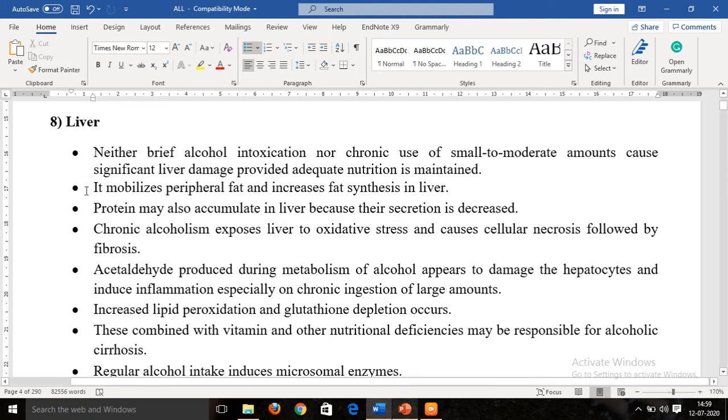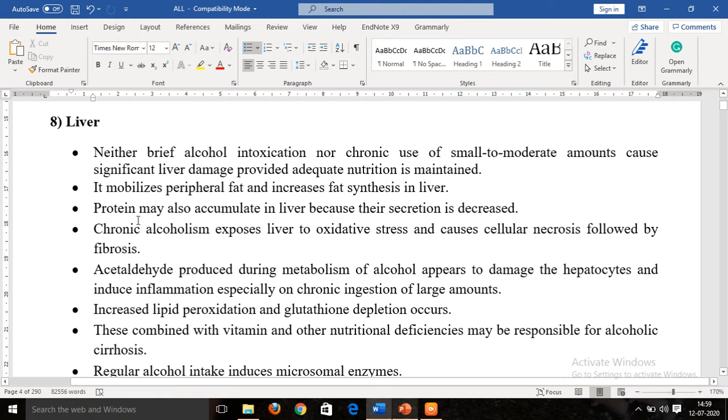Now let's see what the effects of alcohol on the liver are, what changes it is producing on the liver. Firstly, it is mobilizing the peripheral fat, and also it is increasing the fat synthesis within the liver. Because the fat synthesis is increased, the fats may also start accumulating in the liver.